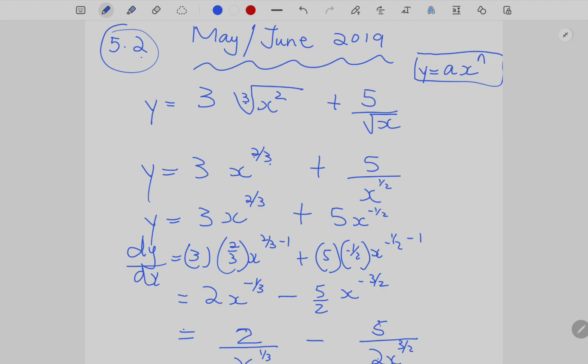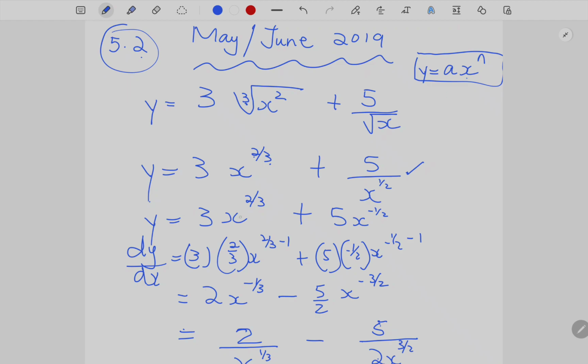Then how to rewrite this in a standard form is going to be y is equal to 3x to the power 2 over 3. You see this 3 that is here on the root, it becomes a denominator. So this 2 becomes a numerator, then this 3 becomes a denominator, plus 5 divided by x to the power 1 over 2. Again, we've got this fraction which we must rewrite in this form. Because we can see x here, it's a denominator, so we must rewrite this into this form.